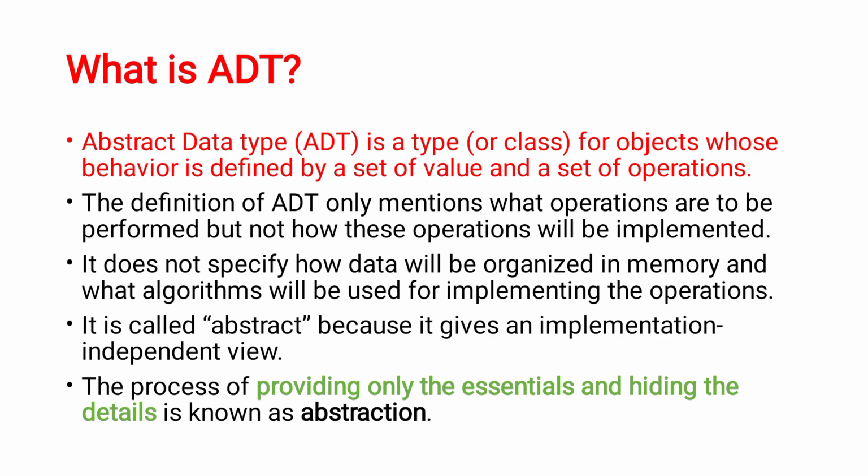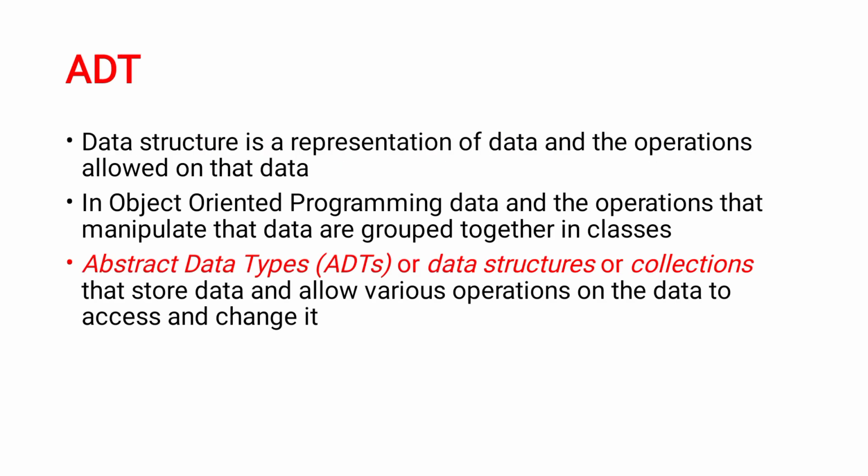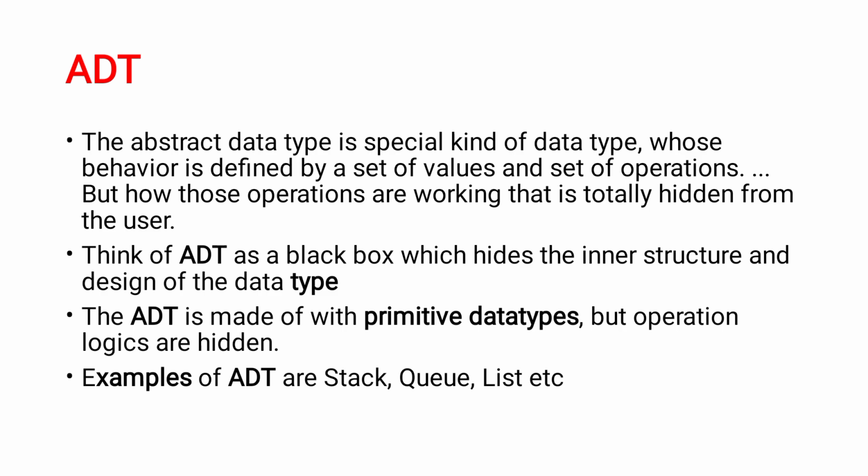The process of providing only the essential and hiding the data is known as abstraction. A data structure is a representation of data and the operations allowed on the data. In object-oriented programming, data and the operations that manipulate the data are grouped together in classes. Abstract data types or data structures are a collection that stores the data and allows various operations on the data to access and change it.